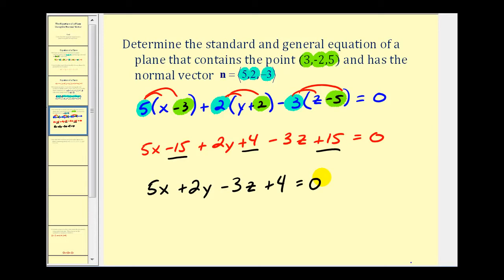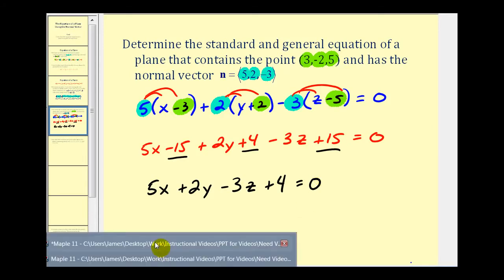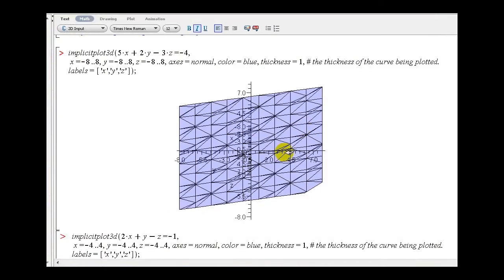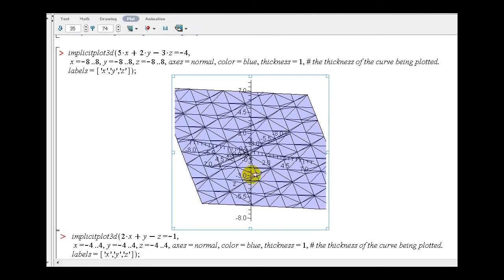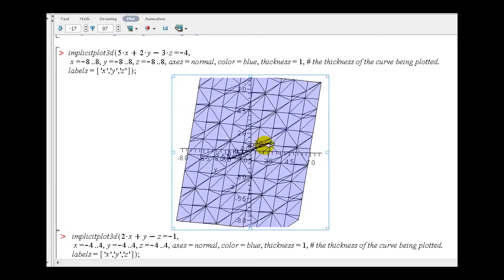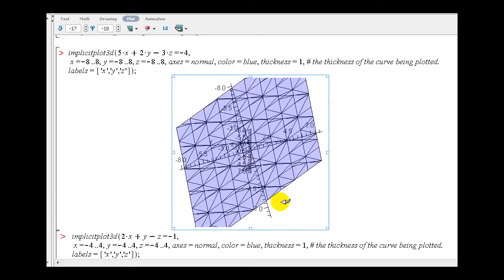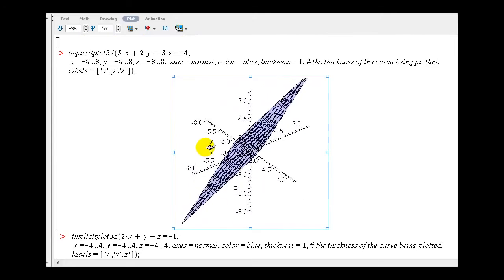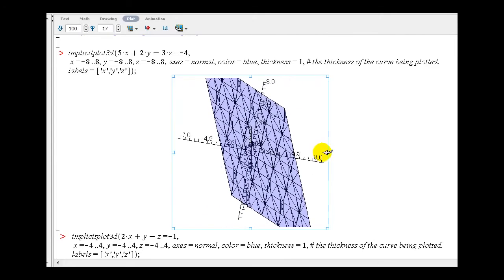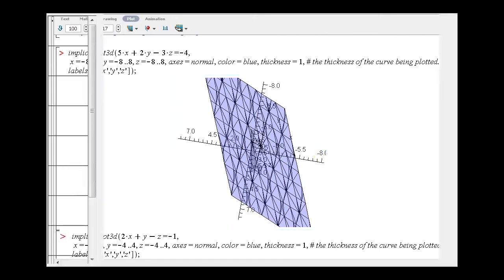Let's go and take a look at the graph of this plane. In the next video, we'll take a look at how we can go about graphing these on our own paper. But for right now, if we rotate the coordinate system, you get a nice idea of where this plane is in space. Let's go and take a look at another example.